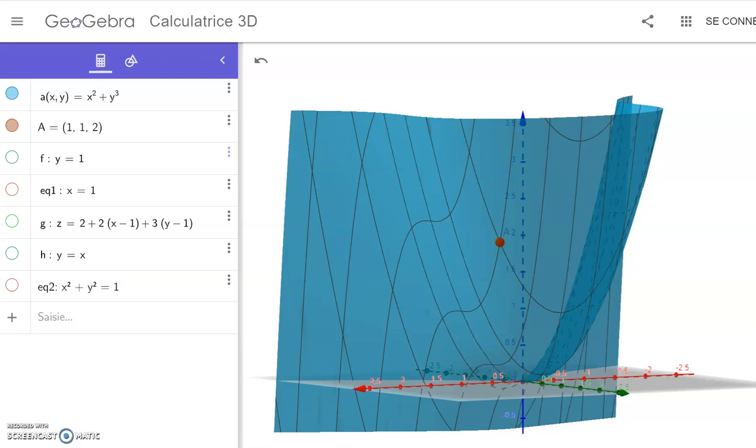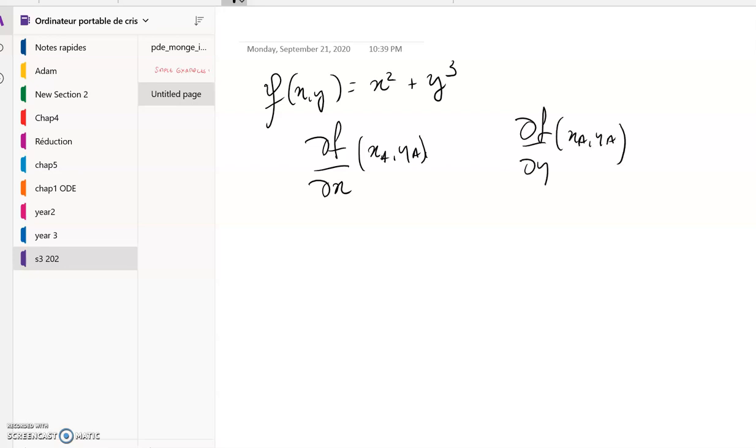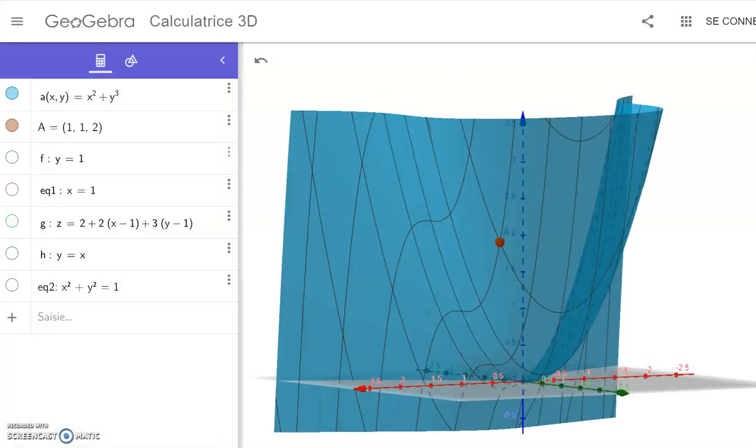Okay, what would it mean to compute the partial derivative of this function at that point? What I want you to understand is what it means when I do this at some specific point, xa, ya, and df over dy at xa, ya. All right, so let's go back to our drawing.